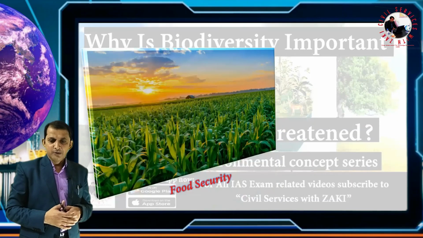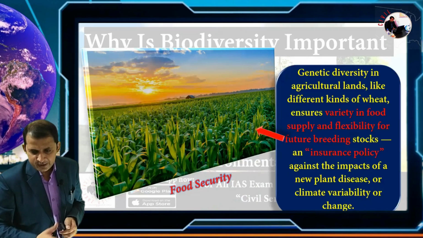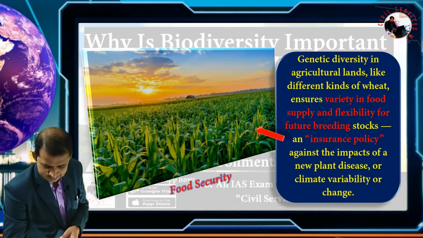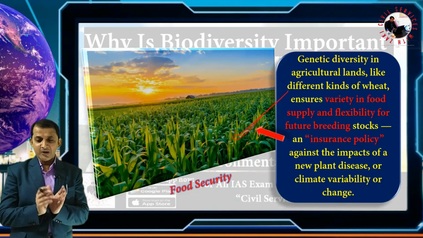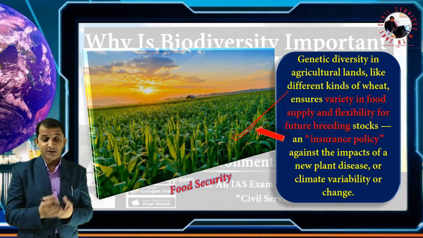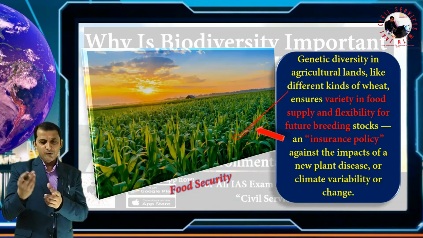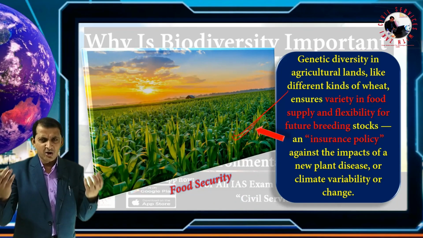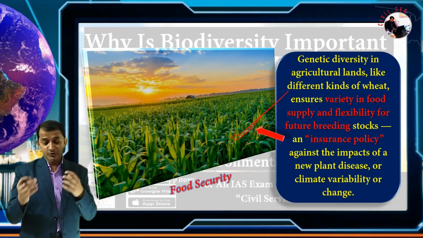food security. Food security is also one of the important topics. If we see genetic diversity in agricultural land, like different kinds of wheat, see here, variety in food supply and flexibility for future breeding stock. These different varieties are very significant because this is an insurance policy, a security against the impact of new plant diseases, climate variability or climate change. So food security is one of the most significant things.